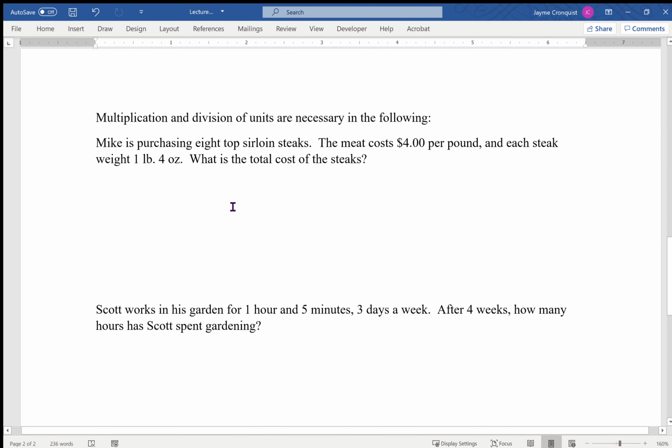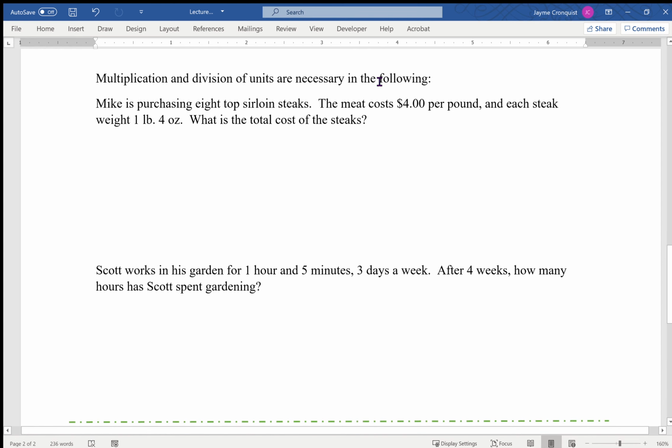All right, multiplication and division of units are necessary in the following. Mike is purchasing 8 top sirloin steaks. The meat costs $4 per pound, and each steak weighs 1 pound 4 ounces. What is the total cost of the steaks? So he's purchasing 8, and it's 1 pound 4 ounces.